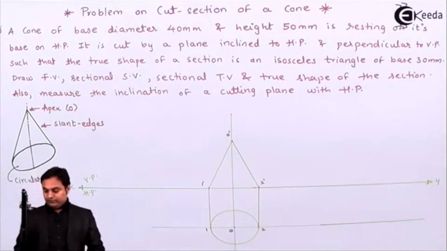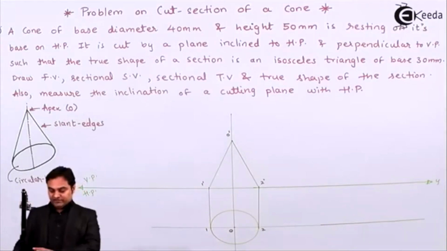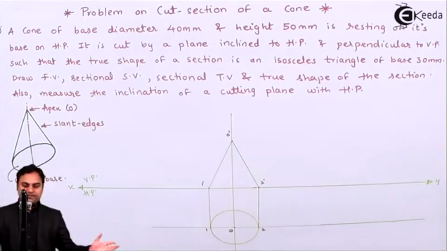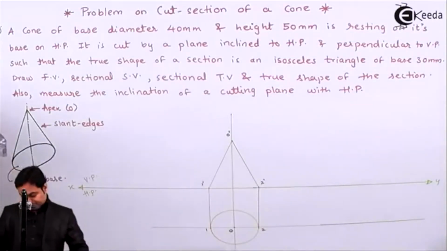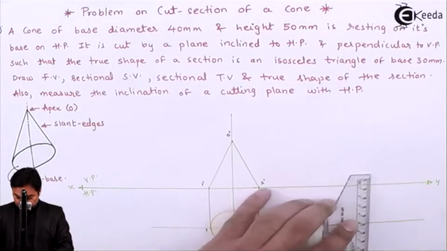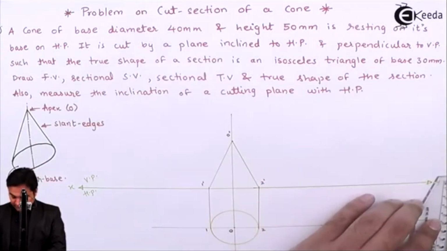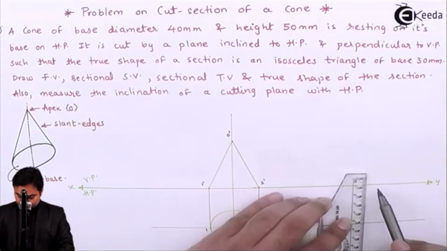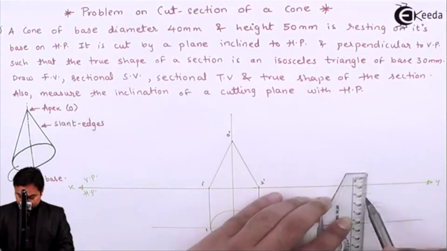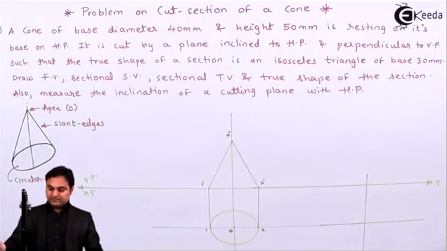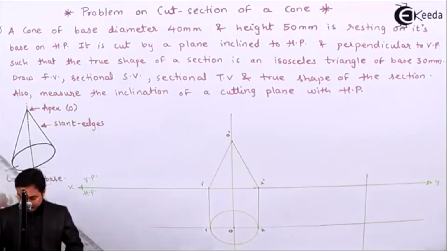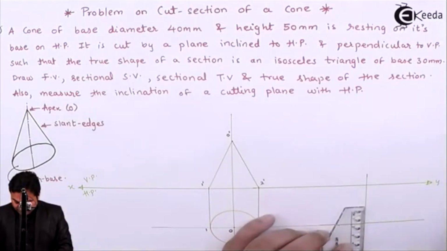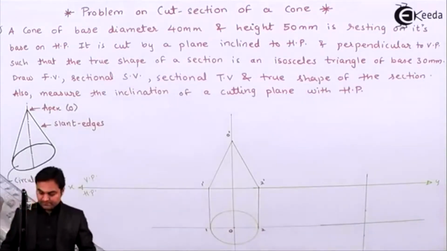I'm drawing the top true shape onto the right hand side. Even if I draw it onto the left hand side, then also it is correct. We can draw it anyhow. Then drawing a light vertical line. Now the base is 30 mm of the isosceles triangle in the true shape. So I'll measure 15, 15 on both the sides. That gives me 30 mm.